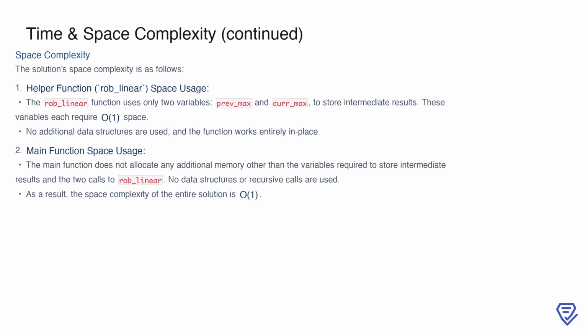The helper function, rob_linear, uses only two variables, prev_max and cur_max, to keep track of intermediate results as we iterate through the array. These variables require constant space, or O(1). No additional data structures are used, and the function operates entirely in place. For the main function, there are also no additional memory allocations beyond the variables needed for intermediate calculations and the two calls to rob_linear. Since the solution doesn't use any data structures or recursive calls, the overall space complexity of the entire solution is O(1).